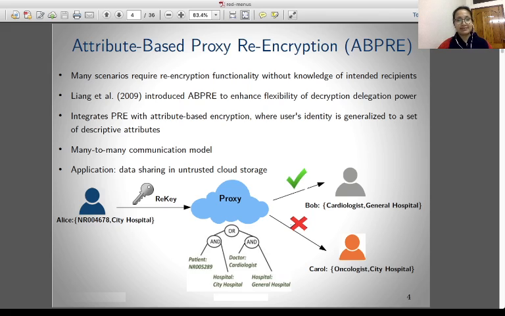So here is an example of ABPRE. Suppose Alice, who has the following attributes, wishes to delegate her decryption rights to users who satisfy this given access structure. As you can see, Bob, who has the attributes of a cardiologist and working at General Hospital, satisfying this access policy, will now be able to decrypt the ciphertexts which are initially encrypted towards Alice, but not Carol.